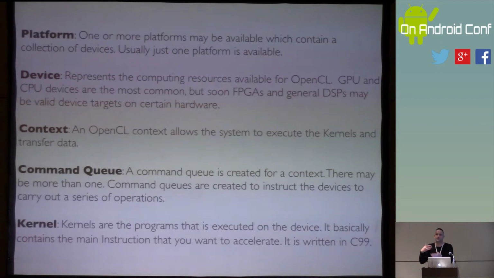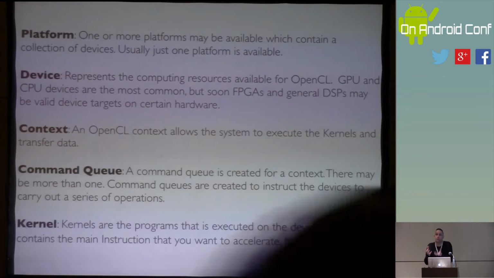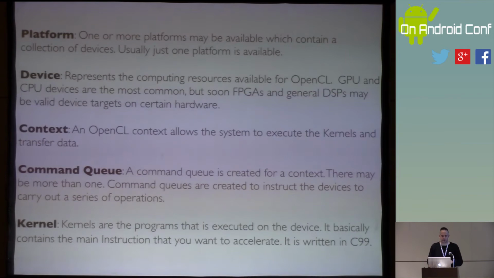Once you have a device, or you decide what device you want to run on, and there's various ways of choosing the fastest device, the slowest device, the GPU device. Just like OpenGL, you have a way to query the platform to figure out what it's actually capable of. And so you basically then create a context for that device.